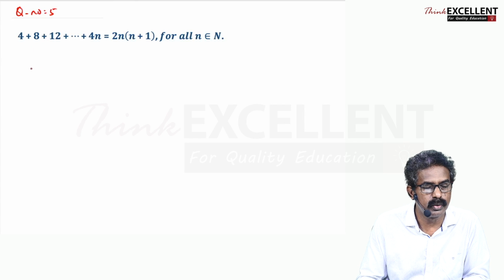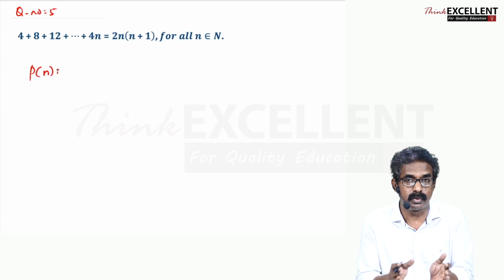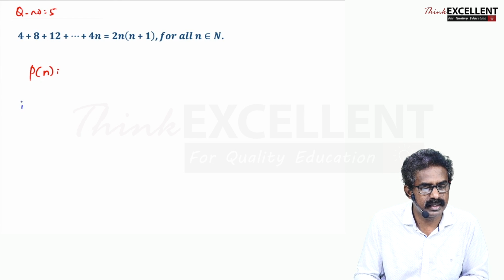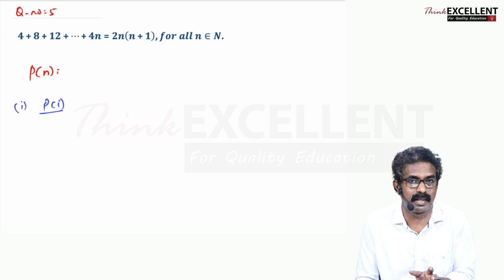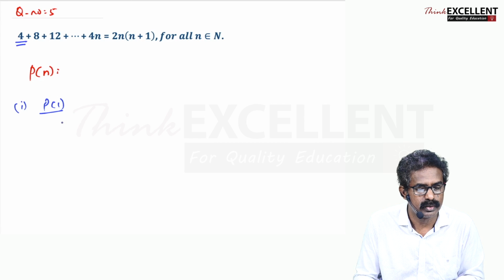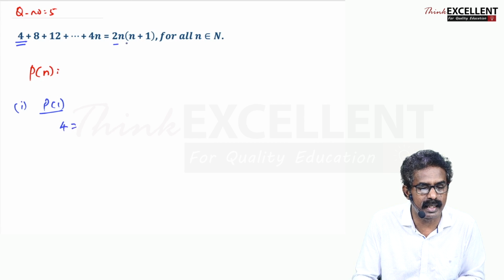Listen. So you take the statement as P of n. I am not going to waste time. You know what steps you have to write. First step, P of 1. Left side you take the first number. I said don't put 1 every time. Now the first term is what? 4. So 4 equal to, on the right side wherever n comes you put 1, so 2 into 1 plus 1 is 2. So 4 equal to 4, which is true.